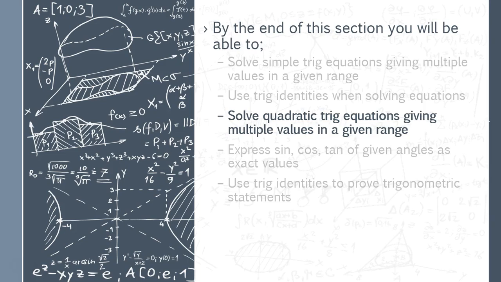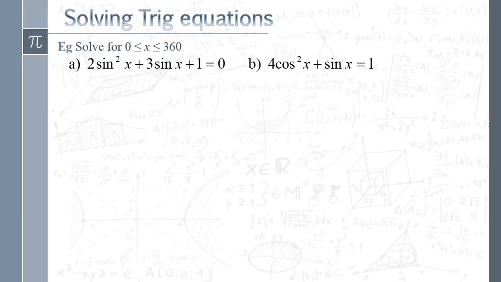Along the way, we will bump into the second of our trig identities that we need to be able to use. So, here we go. We've got two equations to solve. So we've got 2 sine squared x plus 3 sine x plus 1 equals 0.